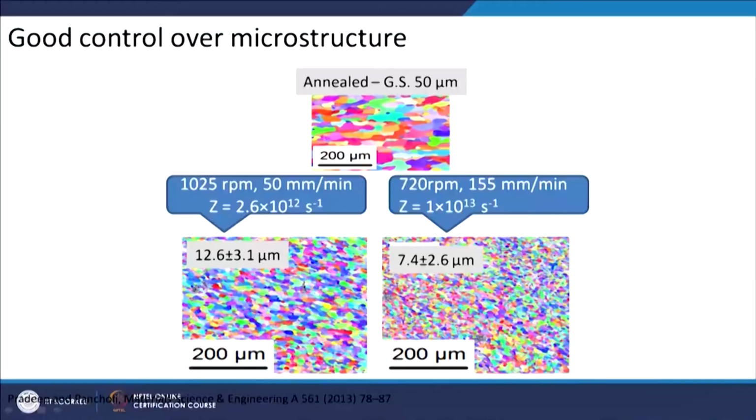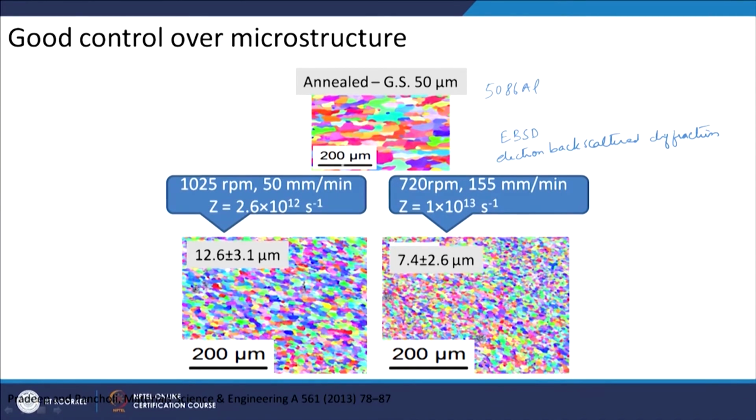As you can see here, this is an annealed 5086 aluminum alloy, and the grain size is around 50 micron. As you can see here, very nice grains. Again, this is a colored map which shows orientation, and these types of maps are called EBSD maps, EBSD standing for electron backscattered diffraction, which gives you orientation information.